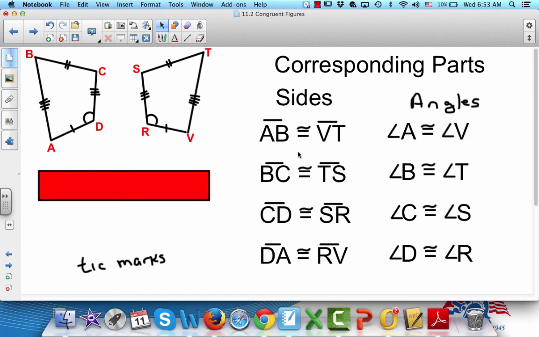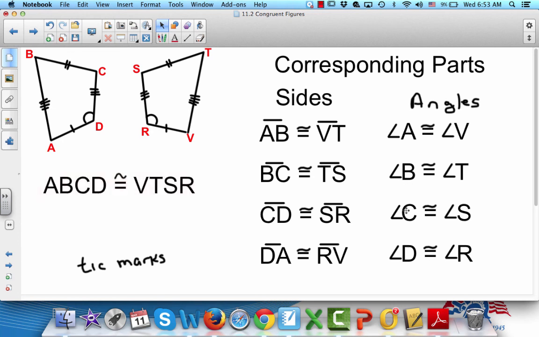Now we've got to write a congruent statement. A congruent statement tells you that one figure is congruent to the other figure. So we take our information here, and the angles are the easiest part. A, B, C, D, and we make it congruent to V, T, S, R. And that's how we write our congruent statement. So figure ABCD is congruent to figure VTSR. And one of the cool things about this is whenever you have a congruent statement, it tells you everything over here without even having to look at a figure.